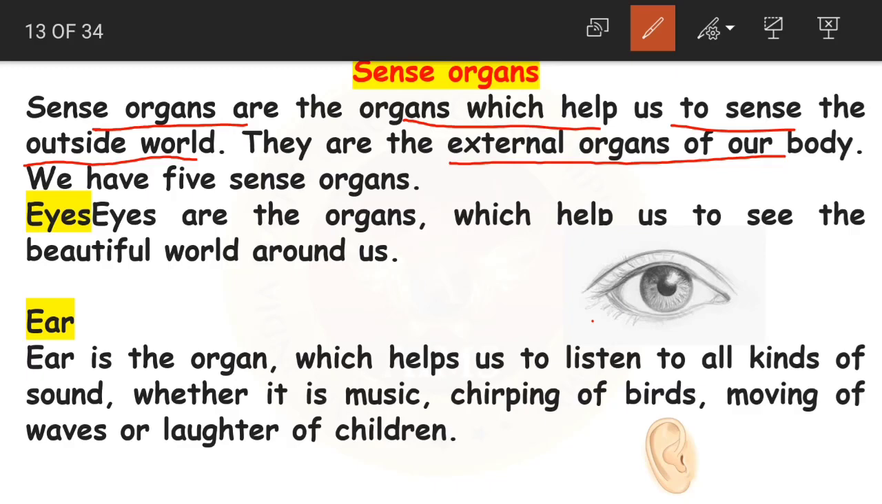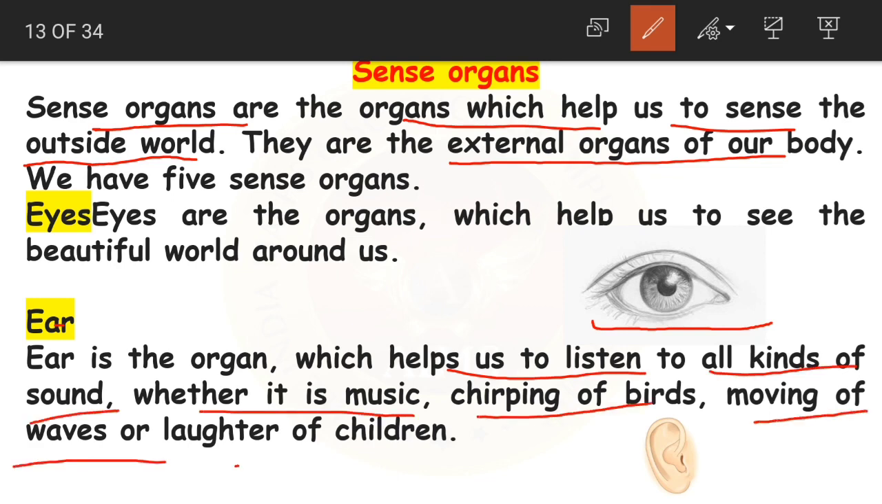Eyes help us to see the beautiful world around us. Through our eyes we are able to see the beautiful world which is around us. The ear is going to help us to listen to all kinds of sound, whether it is music, chirping of birds, moving of waves, laughter of children, any kind of sound, children. So the ear helps us to hear sound.